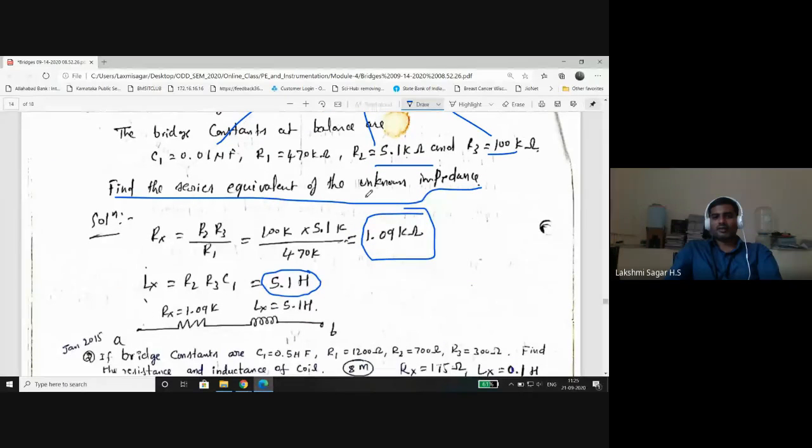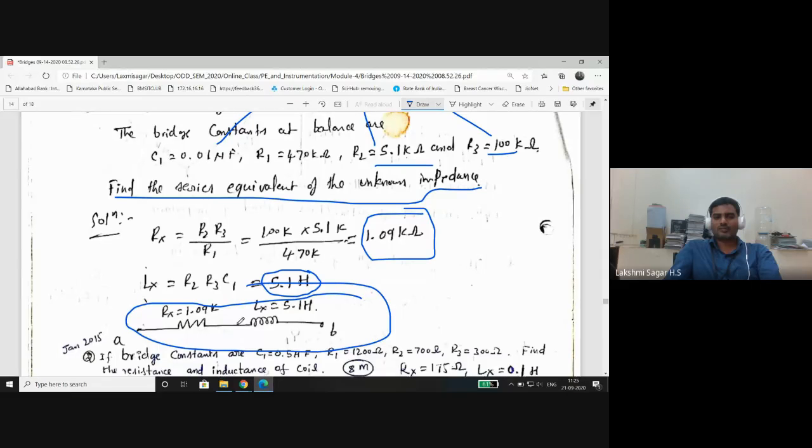The series equivalent of the unknown impedance means the series equivalent Rx is connected in series with Lx. Rx you got 1.09 kilo ohm. At the end you have to write this, and Lx is equal to 5.1 Henry.